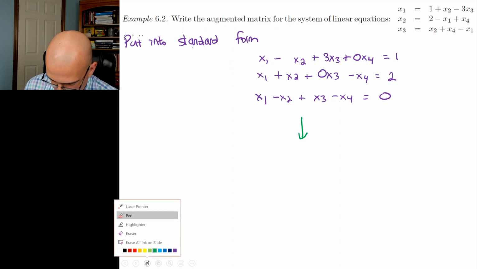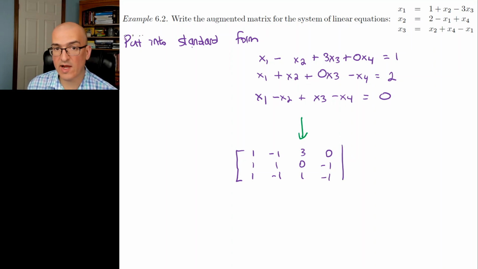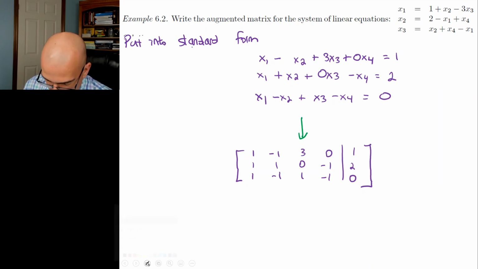So this converts as follows. We have 1, 1, 1 for the x1s. We have -1, 1, -1 for the x2s. We have 3, 0, 1 for the x3s, and we have 0, -1, -1 for the x4s. I'm going to put a vertical line for the equal sign, and then 1, 2, 0. So that's taking that information and condensing it into a matrix form. I'm going to label these columns even though it's not necessary.